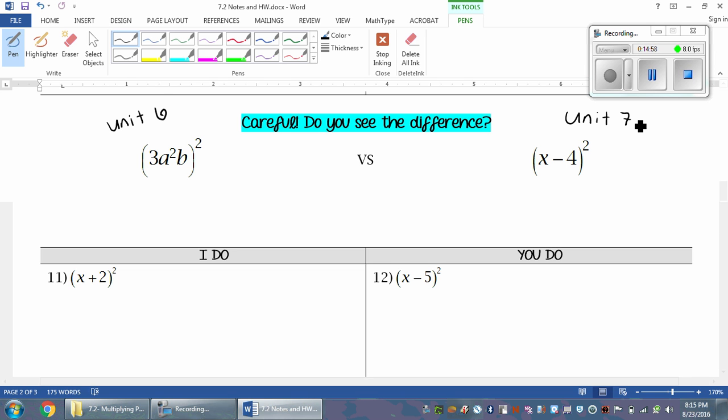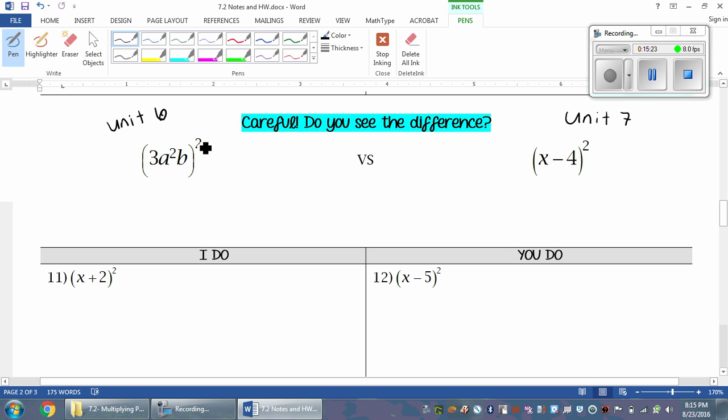If you notice in the Unit 6 question, it's a monomial. Remember, a monomial is one term. Everything's being multiplied together. Okay? In the Unit 7 problem, there's a subtraction sign in there. So there's two terms inside the parentheses. Remember, terms are separated with pluses or minuses. So even though there's two variables here, it's still one term because everything's being multiplied together.